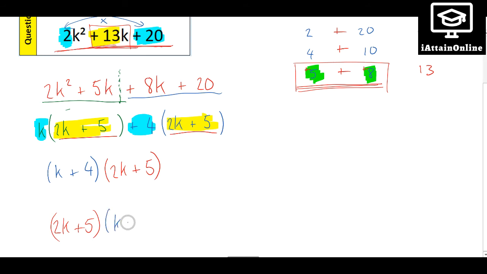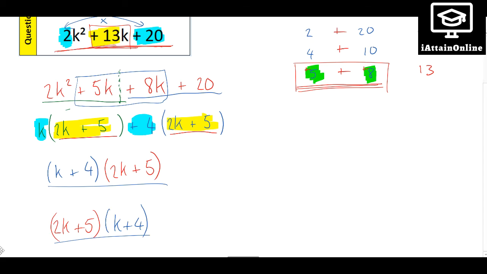It is worth mentioning that when we broke this bit down here, it doesn't actually matter if you write plus 8k plus 5k or plus 5k plus 8k. Because when you factorise it, if you factorise it correctly, you should still get the same two brackets. Either of these is acceptable as your answer.